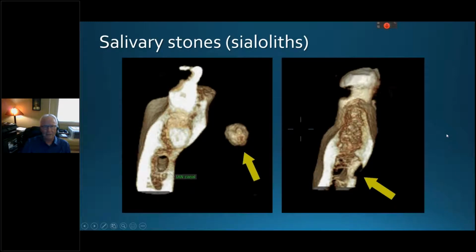Putting this in, thickening it out and adding one of the preset templates, you can see that we can show the stone, I can show the canal, and when I came a little bit further forward, we can actually see the salivary gland defect as well.